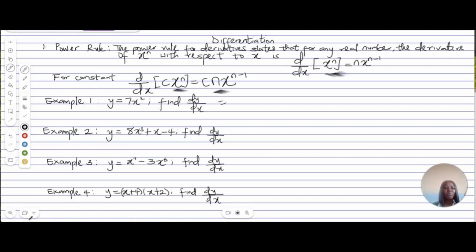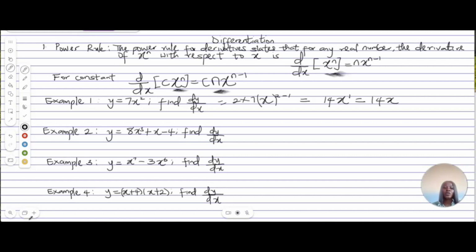So dy/dx is simply 2 times 7, and then I have x, let's put this in a bracket, x to the power of 2 minus 1. So my answer is simply 14x to the power of 1, which is the same thing as 14x. I really do not have to put a 1. The next one, we have y is equal to 8x to the power of 3 plus x minus 4.